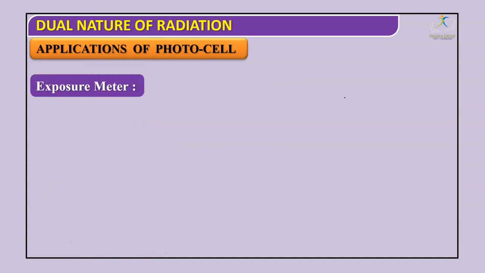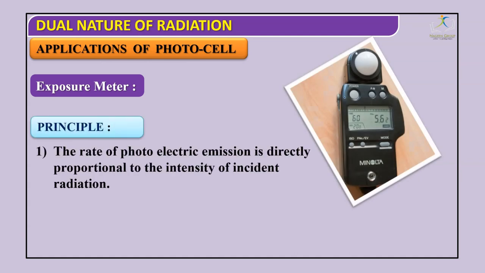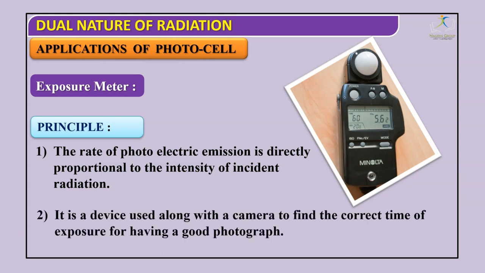Exposure meter. The rate of photoelectric emission is directly proportional to the intensity of the radiation. It is a device used along with a camera to find the correct time of exposure for a good photograph.